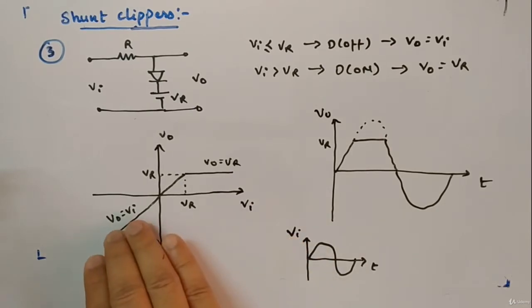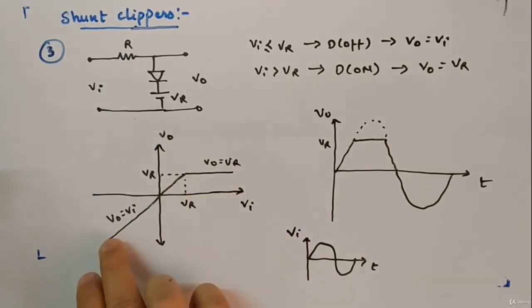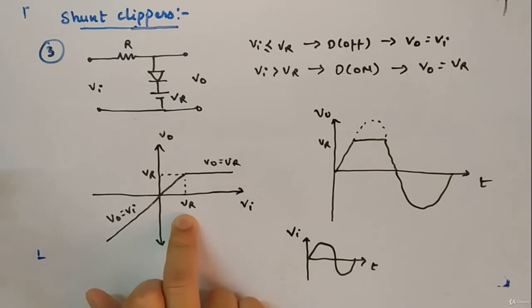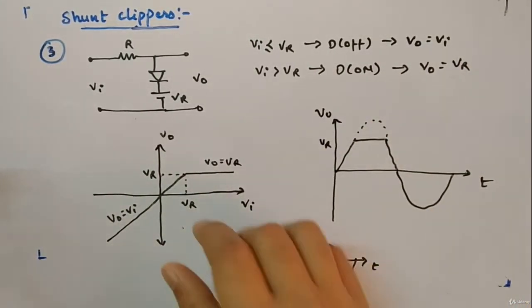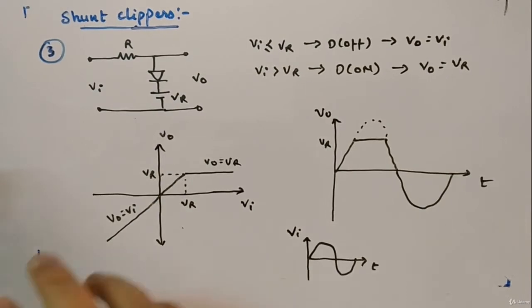V0 will be equal to Vi until Vi reaches the value VR, which is a positive value. And as soon as Vi goes beyond VR, V0 will become VR. So it is a similar concept, I have just added one battery. So this is the third model.